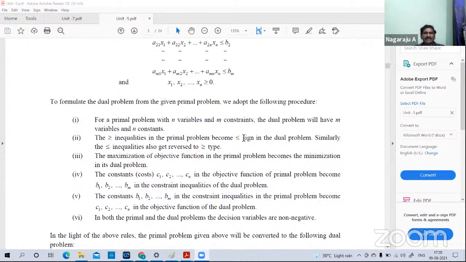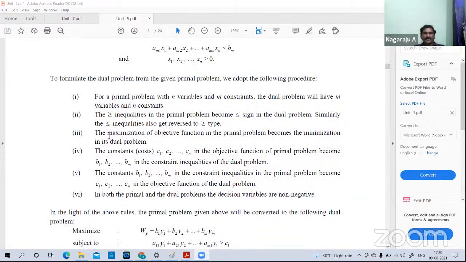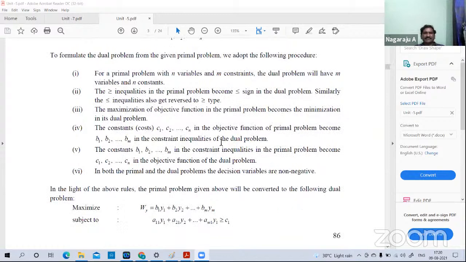The b1, b2, bm, the constants of the inequalities in the primal problem, become the objective function of the dual problem. Next, the constants c1, c2, cm of the primal objective function become the constants of the inequalities of the dual problem. Then the last one: in both the primal and dual problems, the decision variables are non-negative. So this is how to convert the primal to the dual problem.